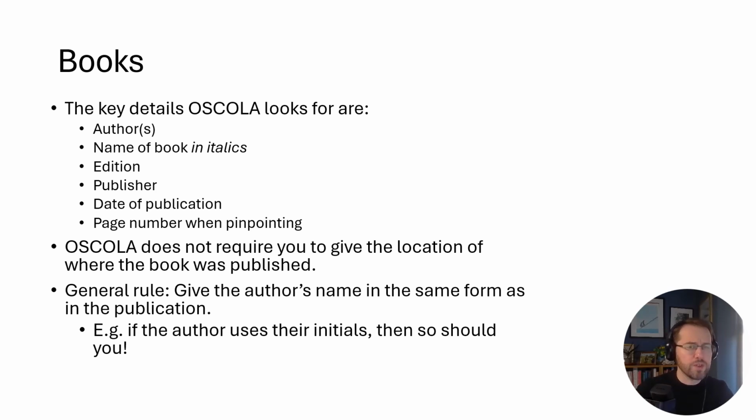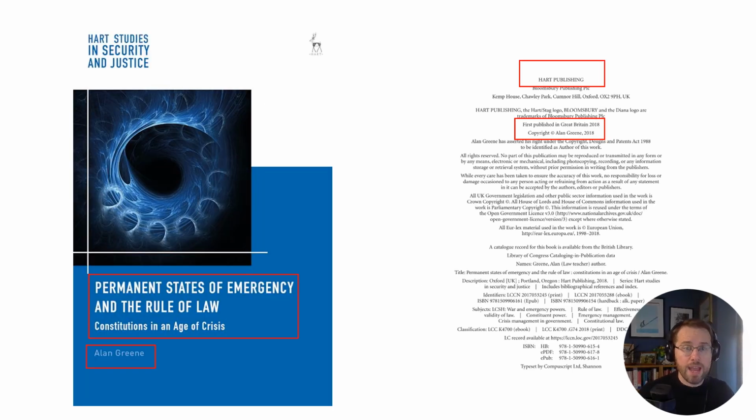Generally speaking, OSCOLA, again, is simple. You cite the author's name the same way that it's written in the source. So if it's A.V. Dicey written in the book, you write A.V. Dicey. You don't need to write Albert Venn Dicey. Likewise, you can go H.L.A. Hart, for example. You don't need to spell out his full name. So just keep it simple. Whatever's written there in the book, you do that the same. If they use initials, you can use initials.